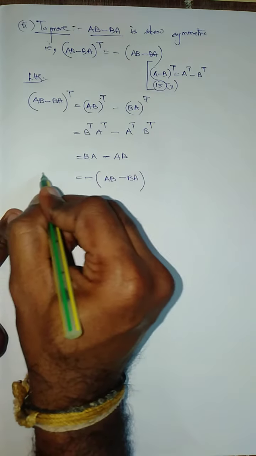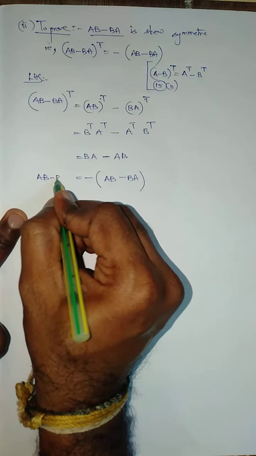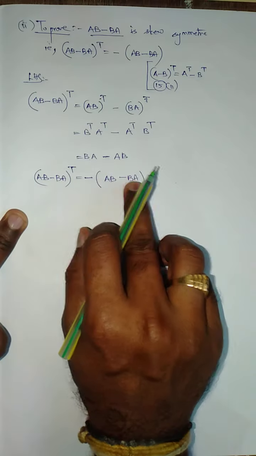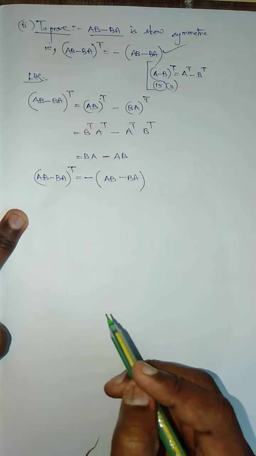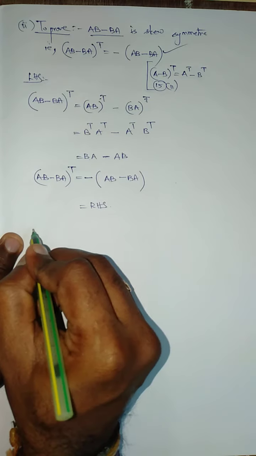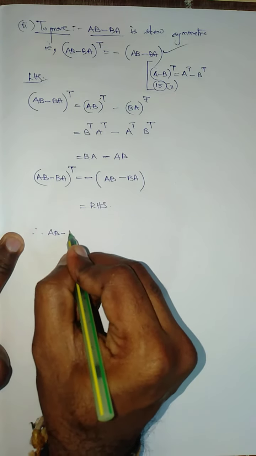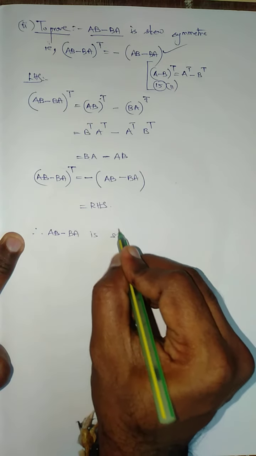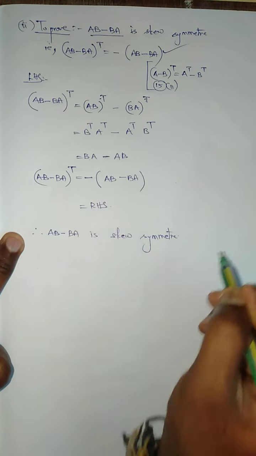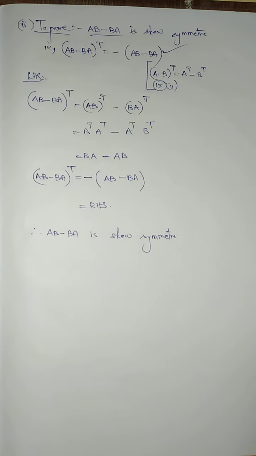What is the left hand side? AB minus BA the whole transpose is equal to minus of AB minus BA. So we have brought it to the final condition, the RHS. Therefore, AB minus BA is skew symmetric. Easily we solved the sum. A very easy sum. In this sum, the first subdivision, they asked in the public examination. So this is a very important sum for 3 marks. Thank you.